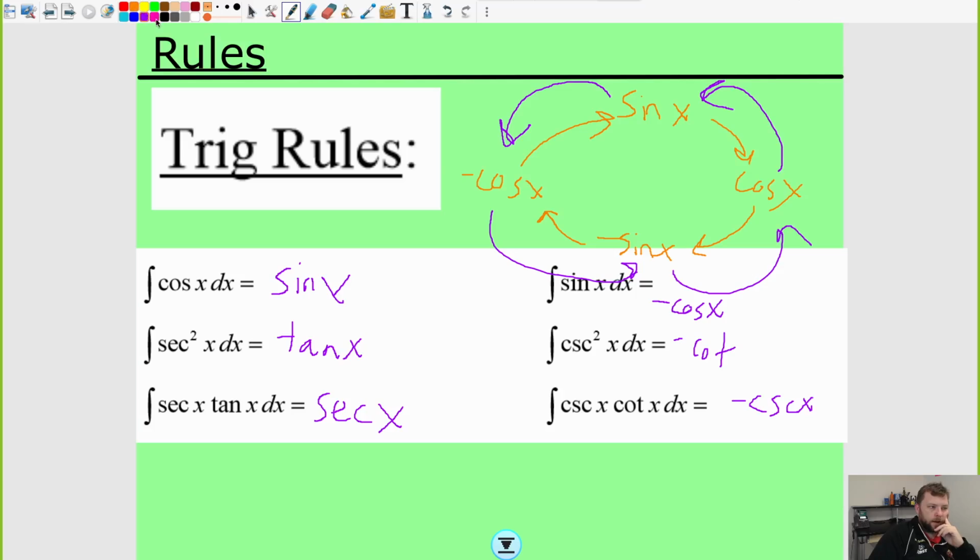Oh, one thing I forgot in everything. Plus c.